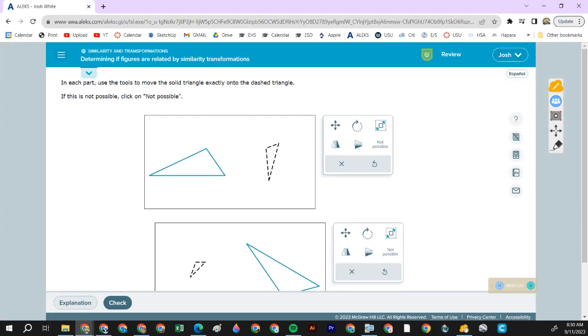Okay. Are these similar? Which means the same shape. Okay. So here's how we can do this. We could rotate it. It looks like I'm going to have to go to my computer to do this. So we need to see if we can move this triangle and create this one. So I'm going to flip it. I'm going to move it. And I need to change its size.